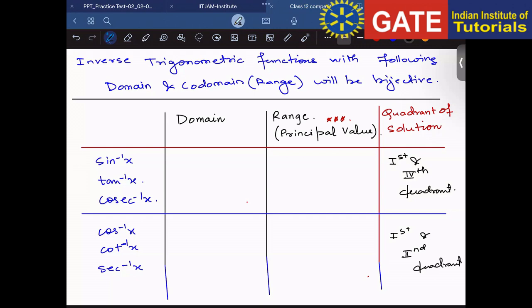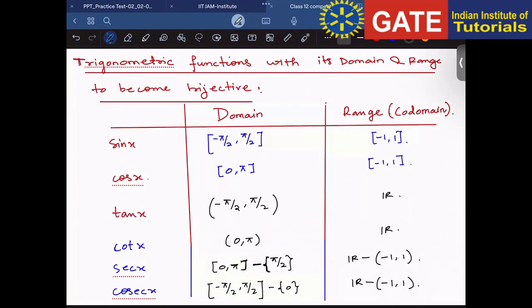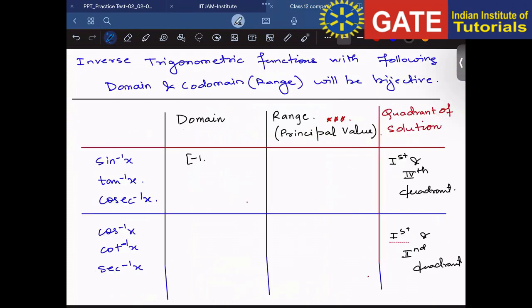Now what will be the domain of sine inverse x? Just what you have got over here in the table, just reverse it. So the domain will be minus 1 to 1. And what will be the range? Without seeing, tell. Closed minus pi by 2 to pi by 2. What will it be for tan inverse x?